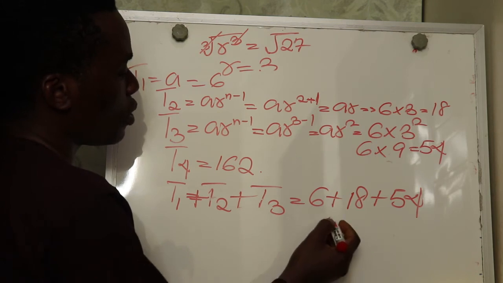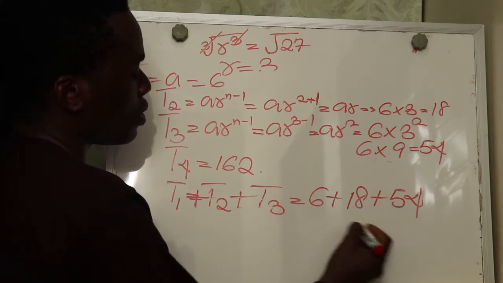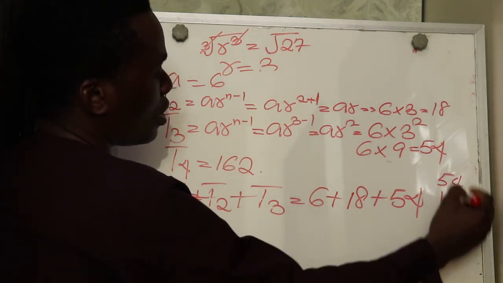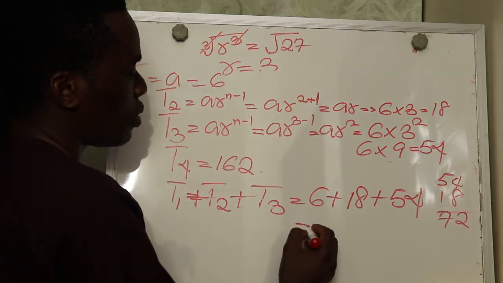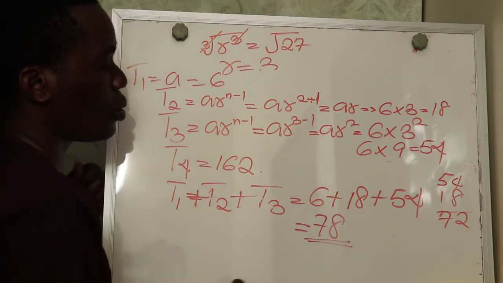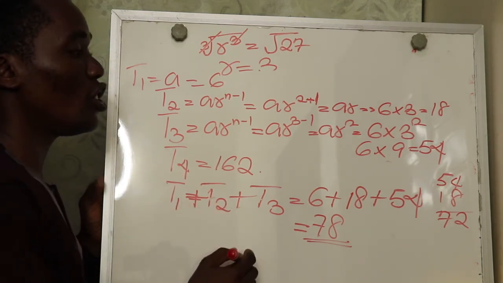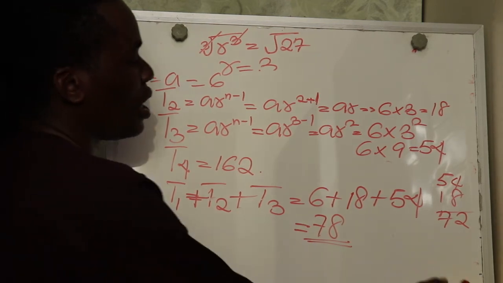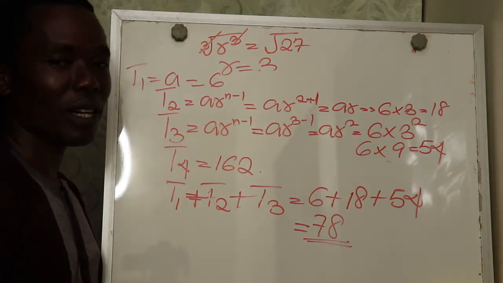So this plus this will give us 54 plus 18, which gives us 72. So that will give us 72 plus 6, which will give us 78. So our final result is going to be 78. Remember, when you are solving this question in your JAMB, you will not be required to use a calculator. So you have to learn to solve your mathematics without calculation.